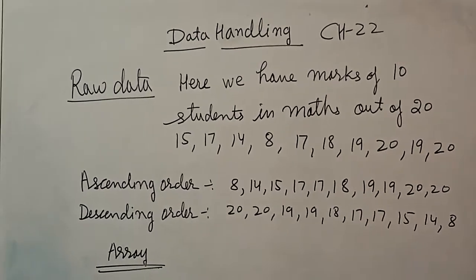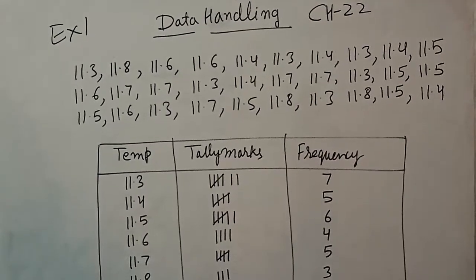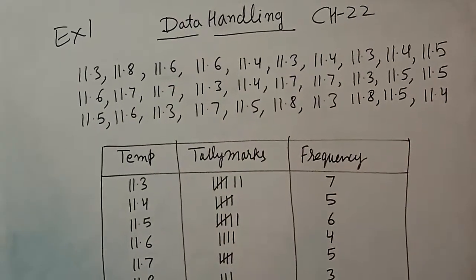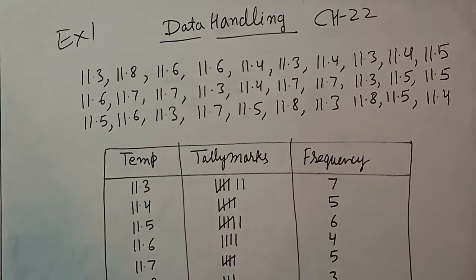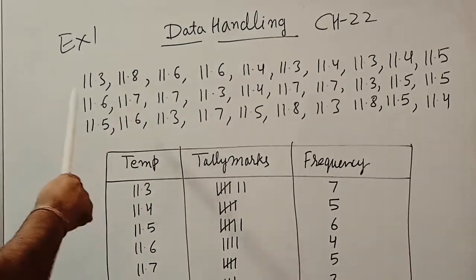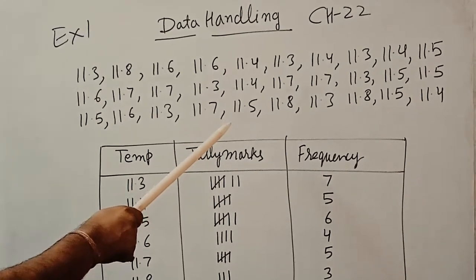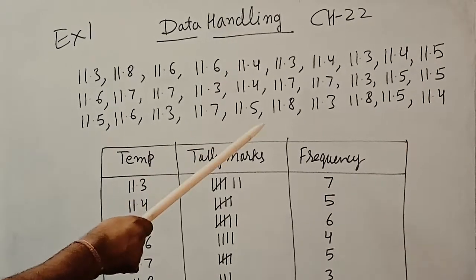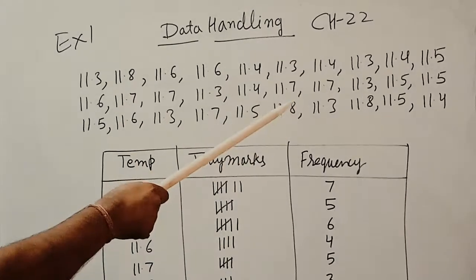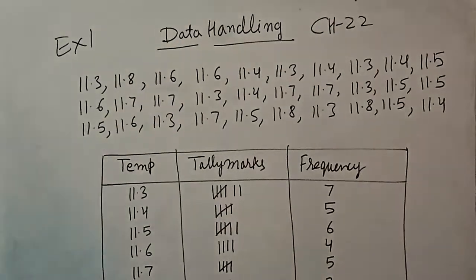Whenever we have a sum of this type, in exercise 22a, taking one example, I will explain to you the construction of a frequency table. So here we have some data. What is the data? The data of temperature in degree centigrade during the day at Delhi, recorded for 30 days. Now we have to construct a frequency distribution table.